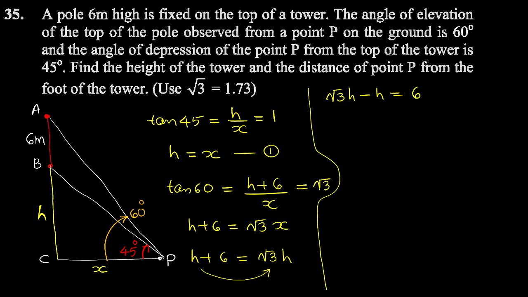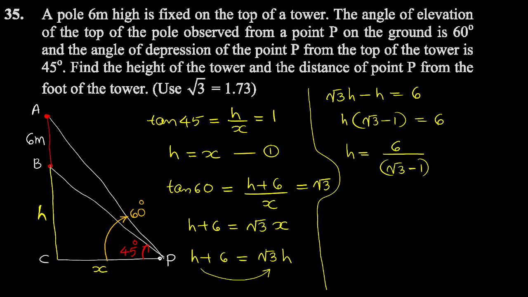Okay. h is common. h into root 3 minus 1 is equal to 6. On the left hand side, h is common. Okay, Amira, clear? So h equal to 6 divided by root 3 minus 1.